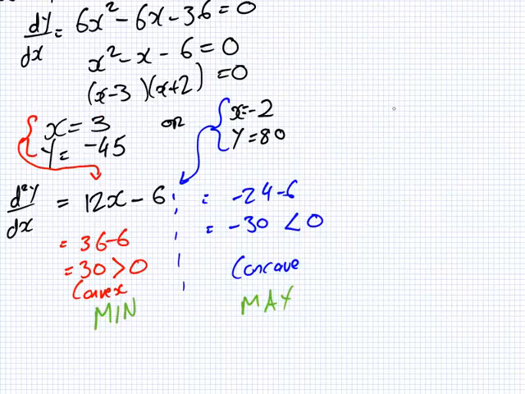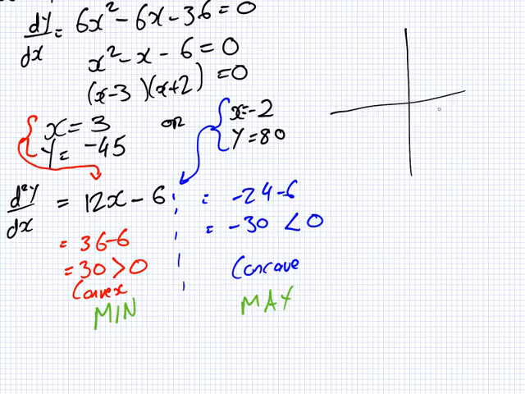So if I was to very roughly draw it, minus 2, 80 would be up here, and then 3, minus 45 would be down here. Minus 2, 80 is up here, and that's a maximum, yes. So this one was the max. And then 3, minus 45 would be over here, and this one we said was a min.